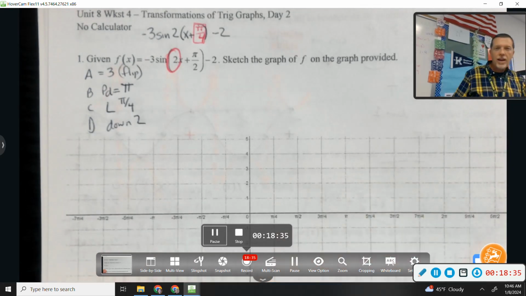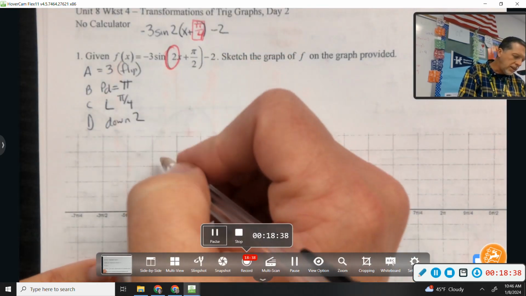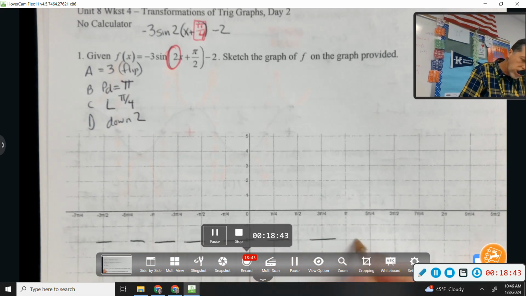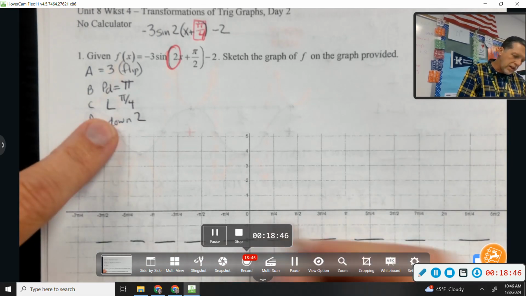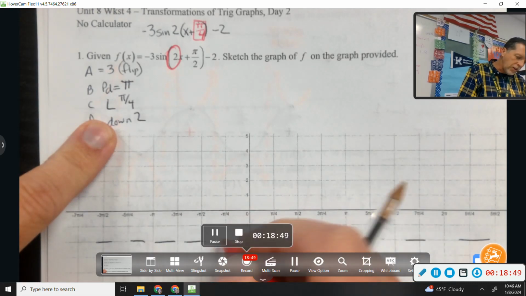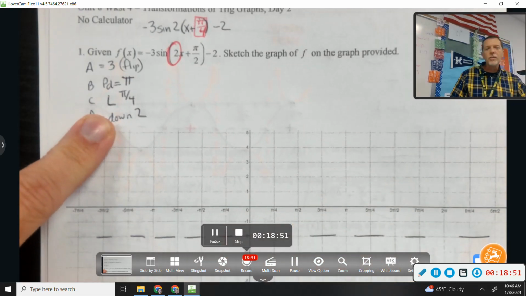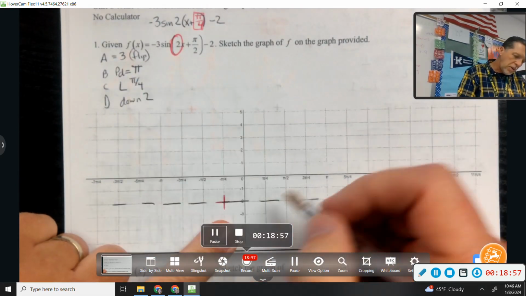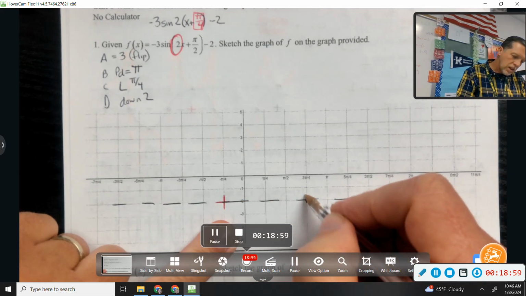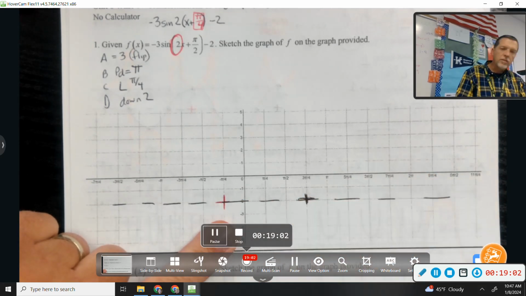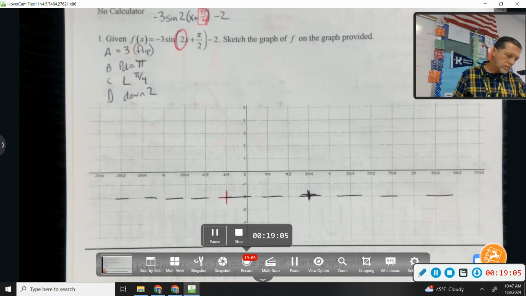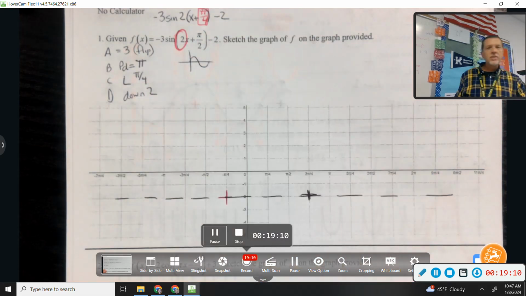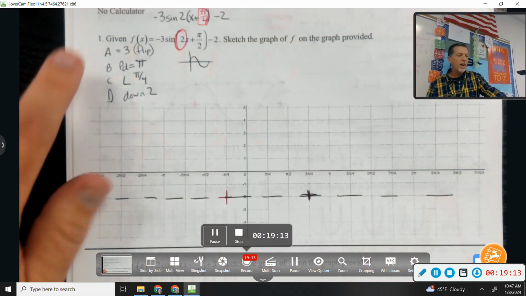Alright, so I guess I'll graph one more. So ABCD, DCBA, down 2. Left pi over 4. It's nice when the grid is given, that way you don't have to worry about how far over should I make pi over 4. Period is pi, so pi away is at 3 pi over 4. And sine wave looks like that. Again, you don't have to graph the parent function, but I think it's helpful.